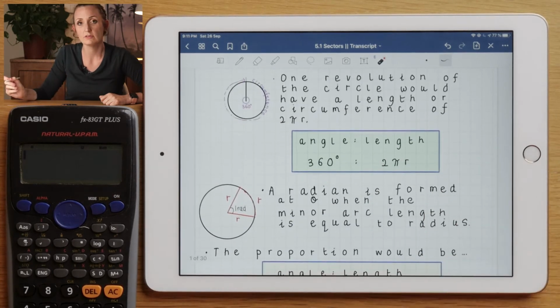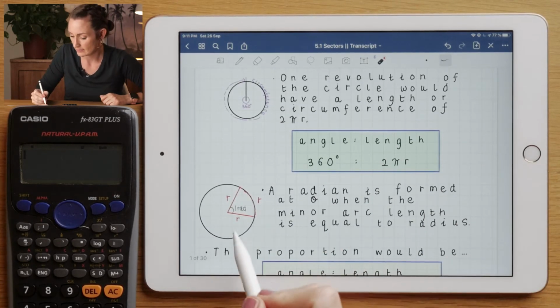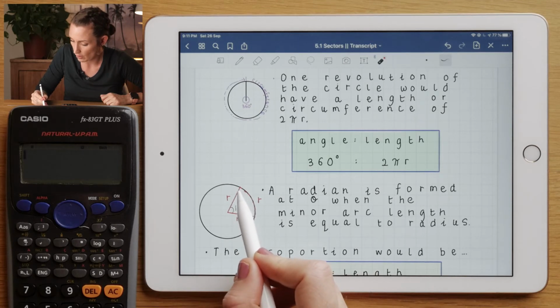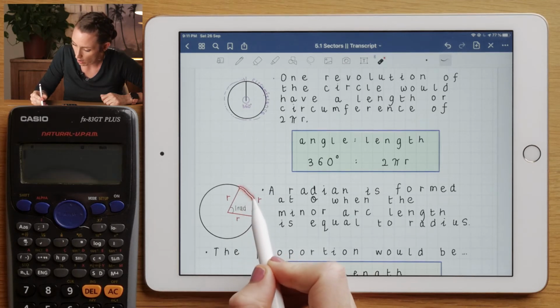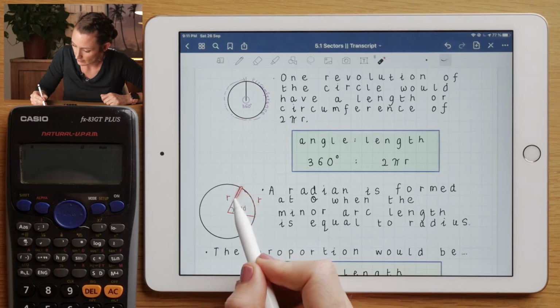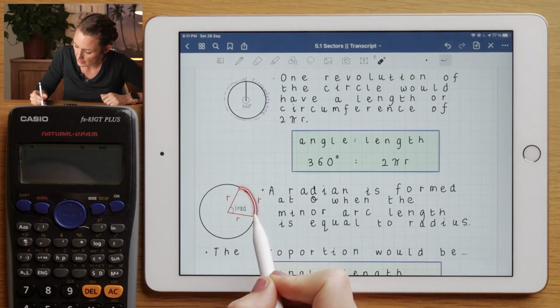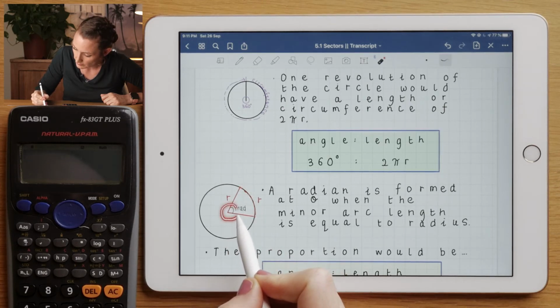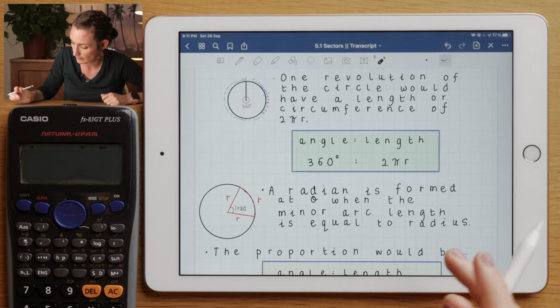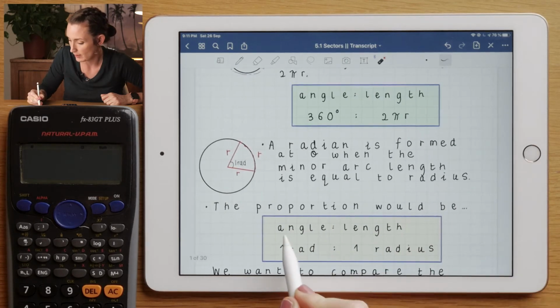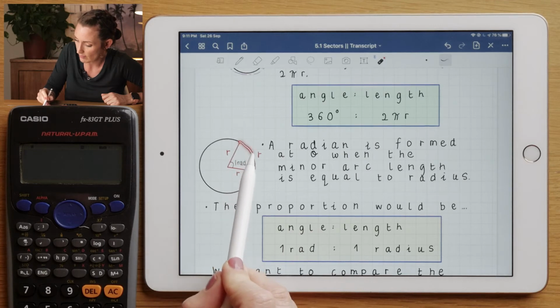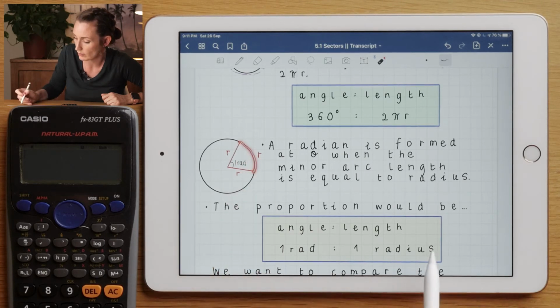Now, the official definition of a radian is that a radian occurs when this arc length here is equal to the radius. So you can see that's the radius and that's the radius. And when this is also the same length, the angle formed here would be 1 radian. So the proportion would be, the angle would be 1 radian if the length that's traveled along the circumference would be 1 radius.